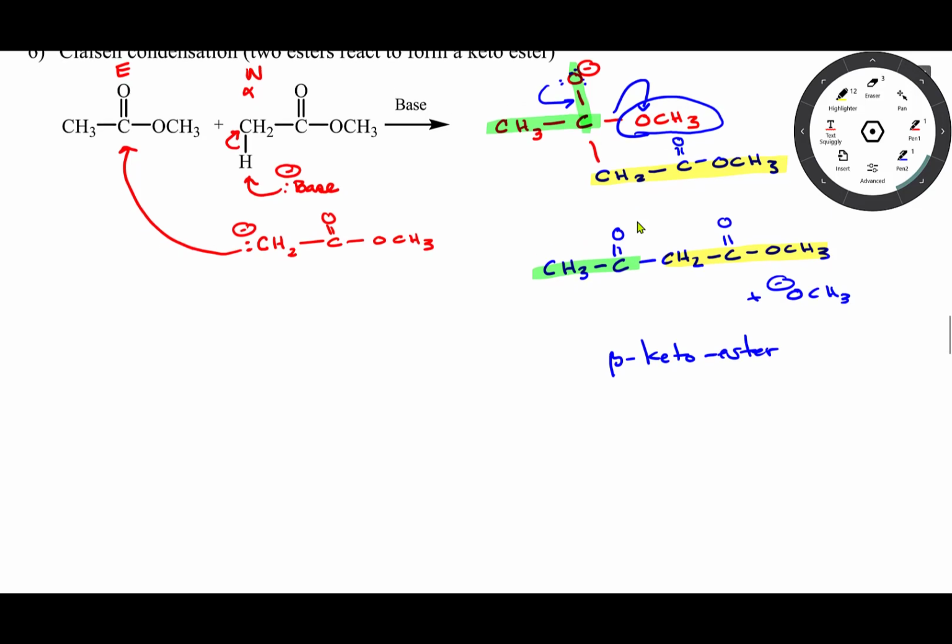It's called a beta keto ester because, remember, C double bond O is a keto group. And so this is alpha, beta, and then gamma and all that stuff. And this is the ester part. And these are very important compounds in biochemistry. Okay, so that's the beta keto ester that you form.